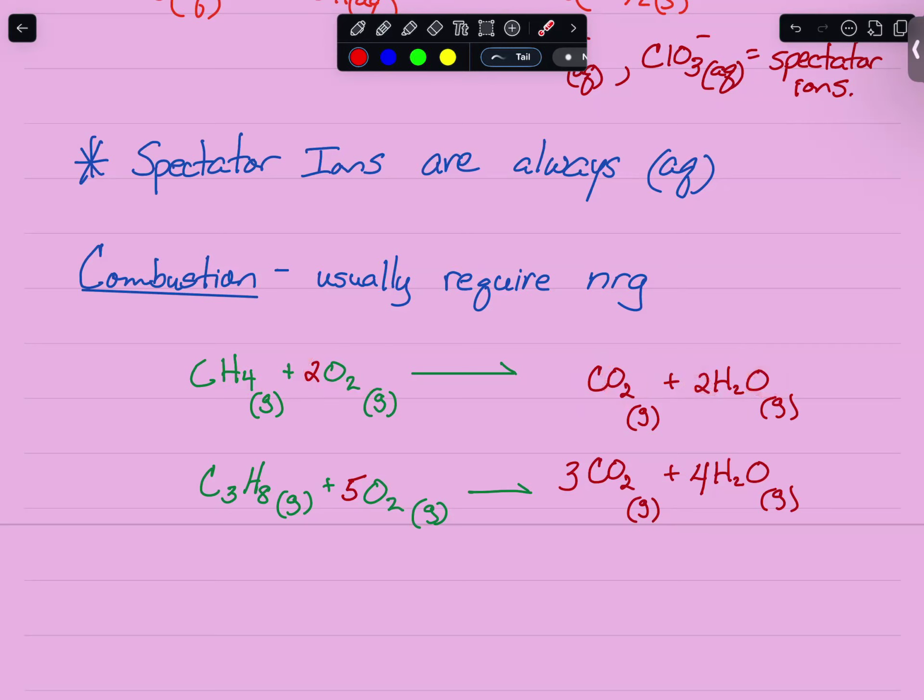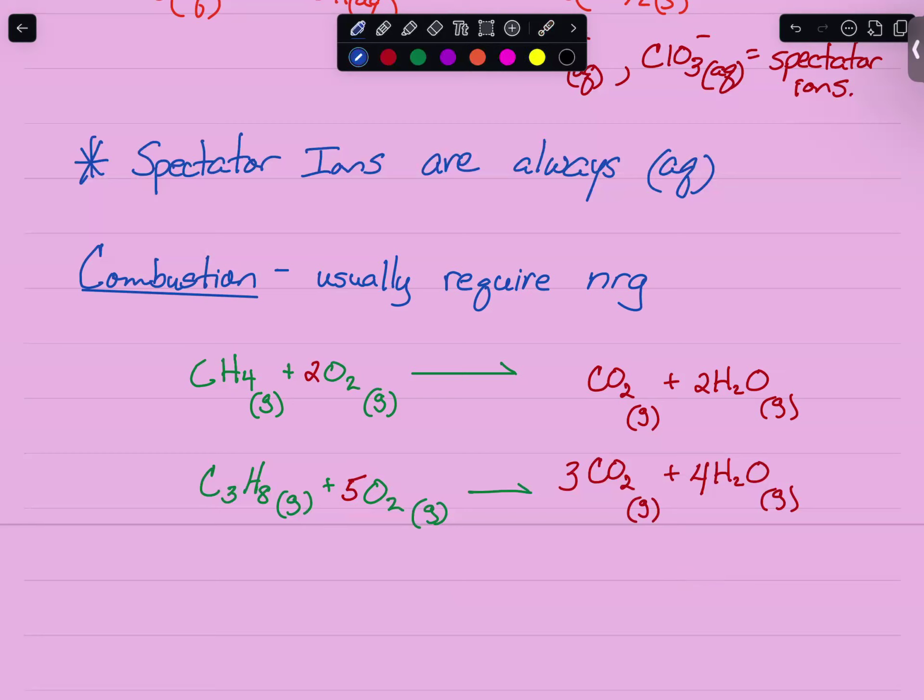Same thing happens when we do this propane. I balance the carbons with three. I balance the hydrogens with four. That gives me 10 oxygens on this side. So I've got to put a five there. But the molecular equation and the net ionic equation are the same.